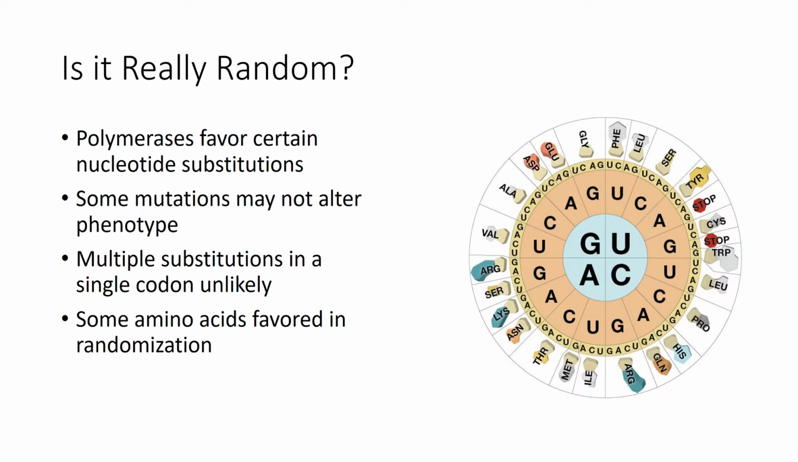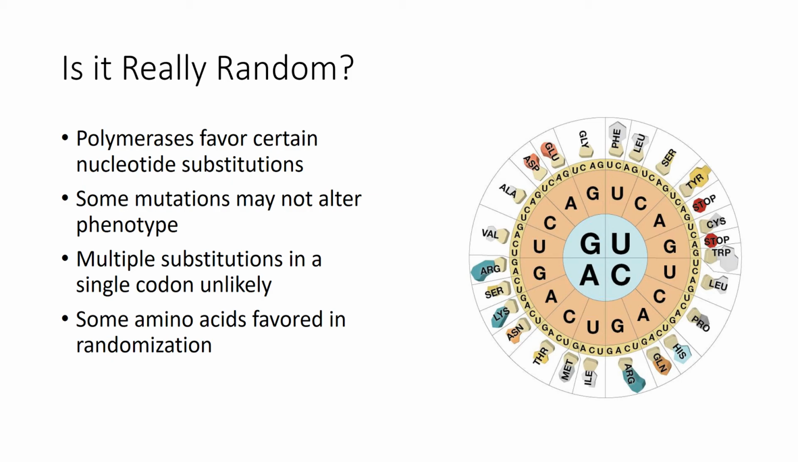As a parting note, I'd like to address the misnomer of random mutagenesis. Often, error-prone PCR is not truly random. For one, polymerases favor specific nucleotide substitutions, and depending upon the location of the mutation in the codon, a change in genotype may not transfer to a change in phenotype.